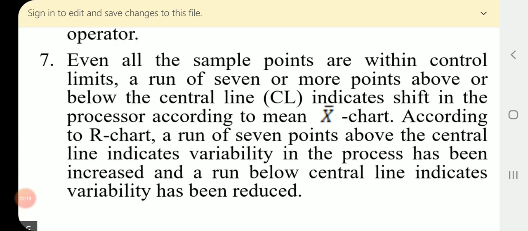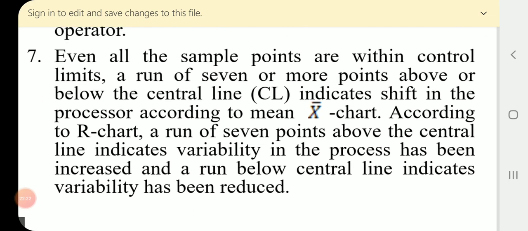then in such a case, according to R chart, a run of 7 or more points above the central line indicates variability in the process has increased. A run below the central line indicates variability has been reduced. According to XBar chart, it indicates a shift in the process.